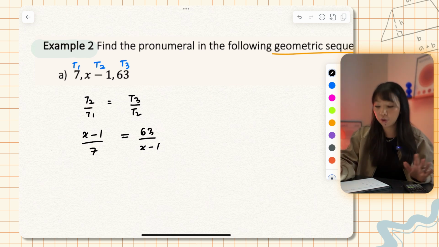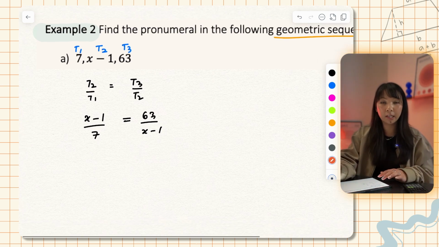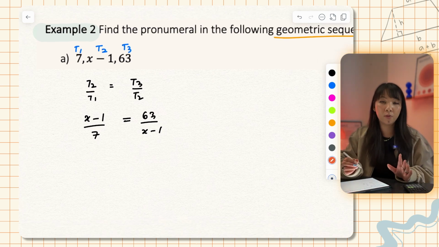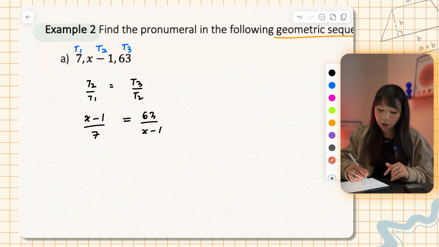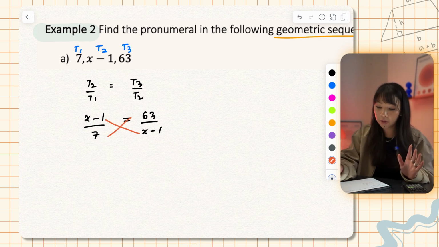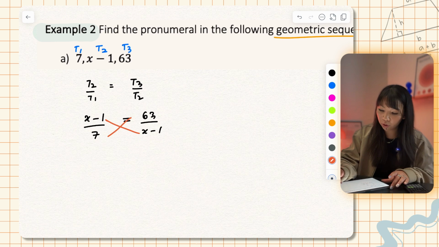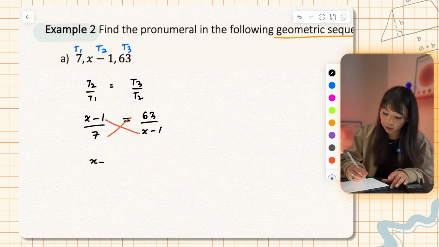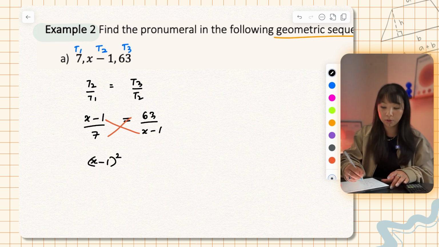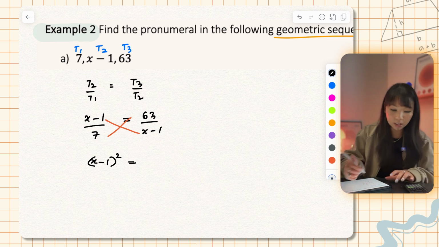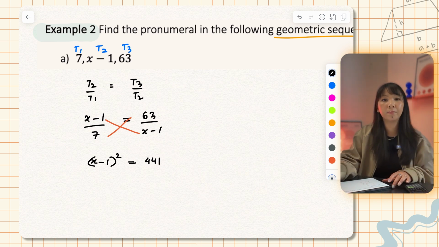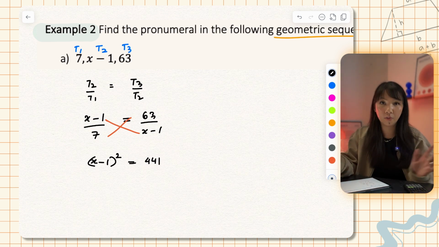Now, another trick, if you don't know this already, is a great thing to keep up your sleeve. Anytime you have a fraction equal to a fraction and you want to solve this equation, we have this rule called cross multiplying. When you cross multiply, the things that cross multiply together. So x minus 1 times x minus 1 is x minus 1 squared, and 7 times 63 is 441. Okay, and then boom, no more fractions. You can solve this easily.